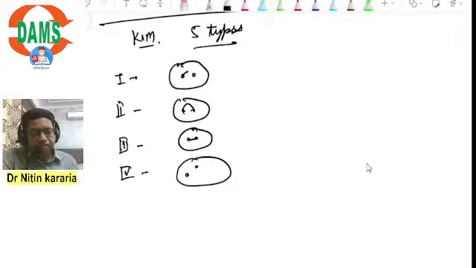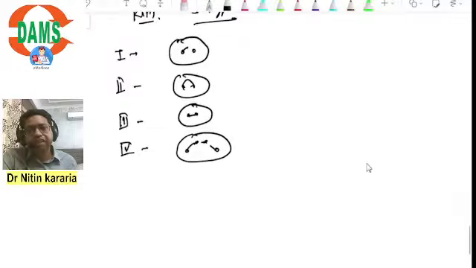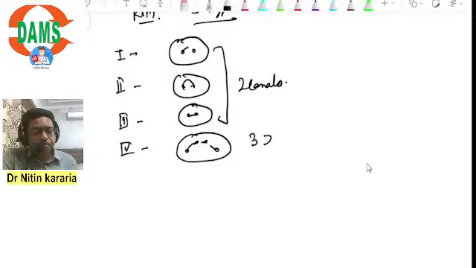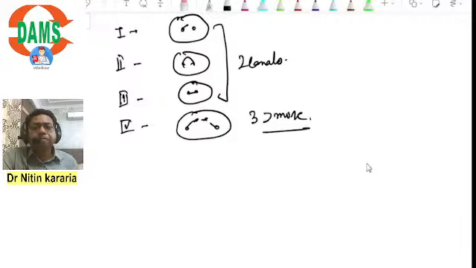Type 4: there are 3 or more canal openings with either complete or incomplete connections between them. Okay, these 3, there are 2 canals. There are 3 or more canals with complete or incomplete connections between them. And type 5 isthmus indicates 2 or 3 canal openings without visible connections.